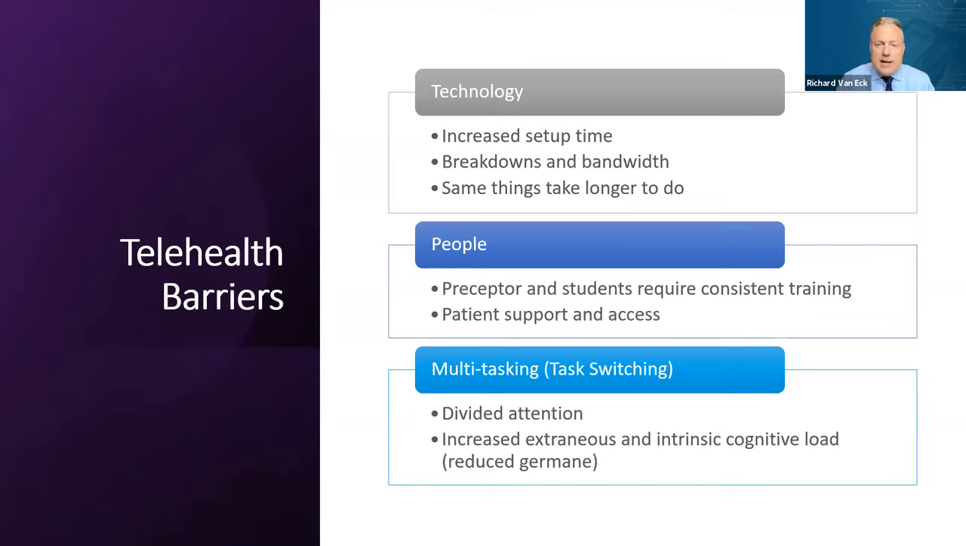We get technology breakdowns that interrupt the flow of things. There may be bandwidth issues where suddenly the screen freezes and we can't move any further. And even when we don't have a technology breakdown or problem, some things just take longer to do. Those of you that have done any kind of online learning, if you've participated in a threaded discussion board, yeah, we're achieving the results of a discussion, but it takes a lot longer. You've got to click on 12 things and hit reply and hit send and then think about what you're going to type. You can accomplish the same thing, but even when the technology works, some things just take longer to do. So that's definitely a barrier.